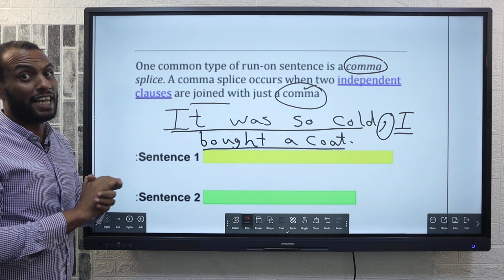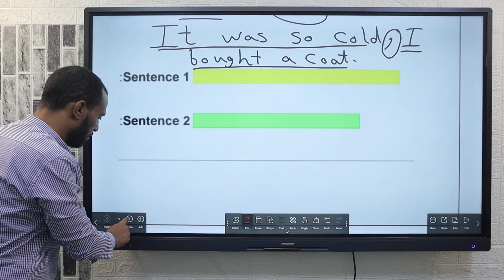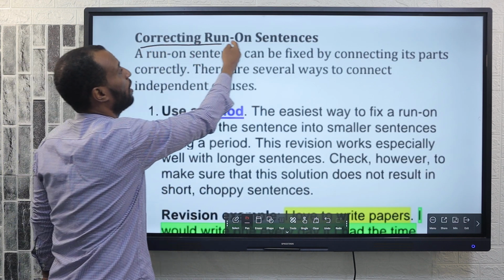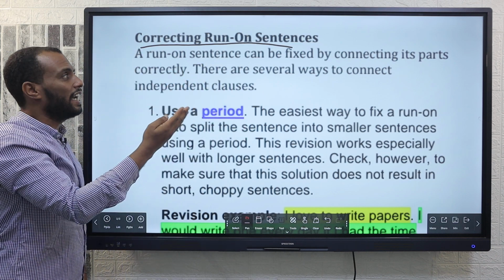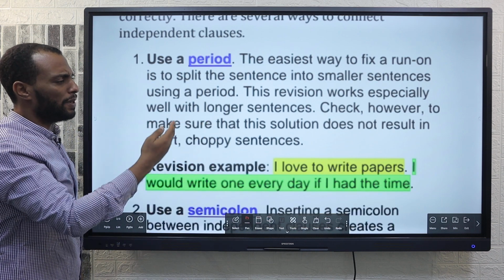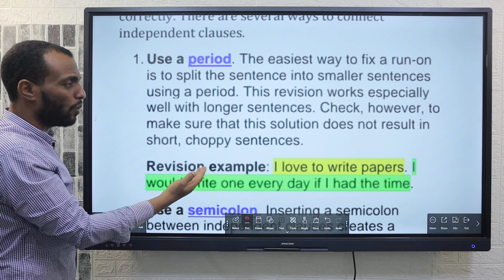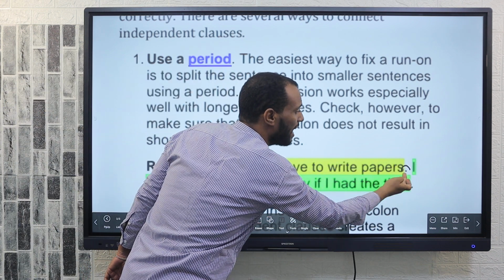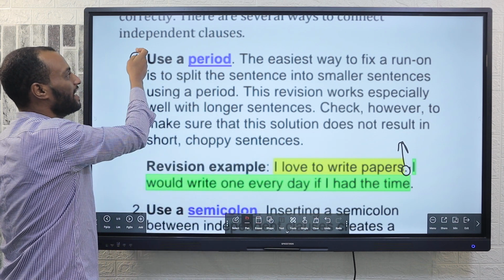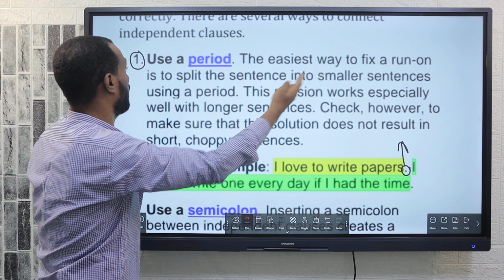So, mister, please, can you help us to fix this problem? Yes. So here, we are going to work together to learn how to correct, how to fix this one. And then we have the first way, which is the same example, but this time it's different. Why is it different? Because here I have a period. So this is solution number 1. What's solution number 1? To use a period. And it's the easiest way to fix a run-on sentence.